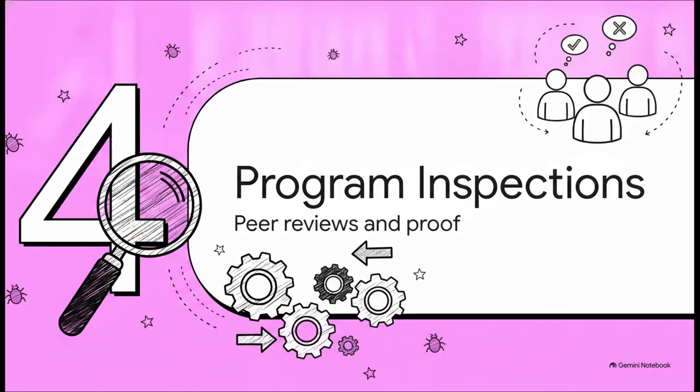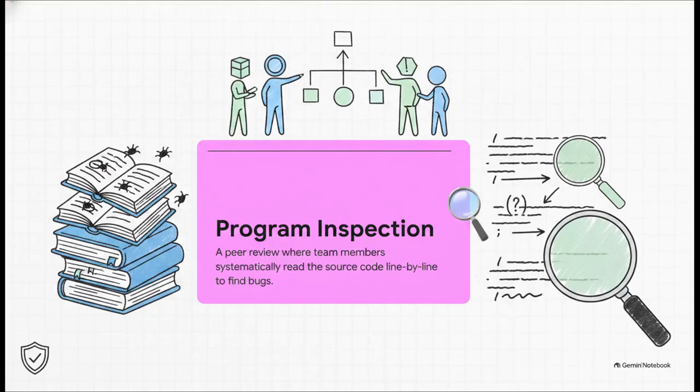Section 4. Deep dive, program inspections, peer reviews, and empirical proof. Let's zoom in specifically on program inspections, which are a highly structured and specialized form of peer review. A program inspection is where a team from different backgrounds collaborates to find bugs by making a careful, line-by-line review of the program's source code. Unlike a general review that might just look at a high-level design document, an inspection gets right into the weeds of the programming language. They're looking for logical errors, missing initializations, and subtle anomalies that a compiler might completely miss.